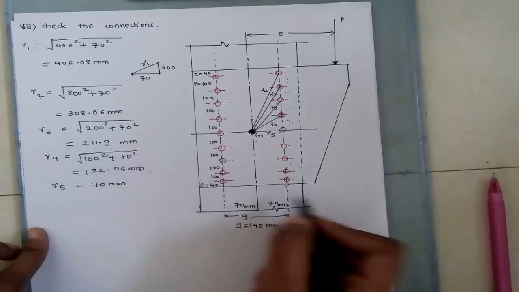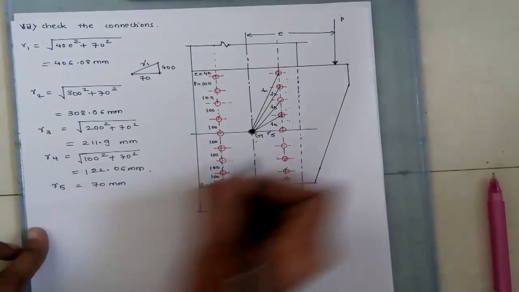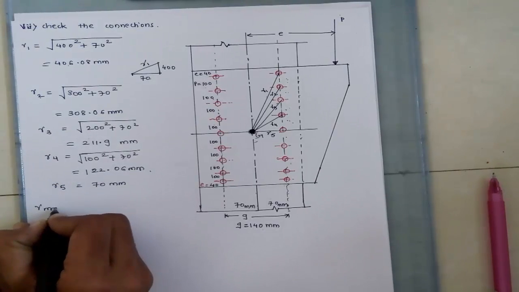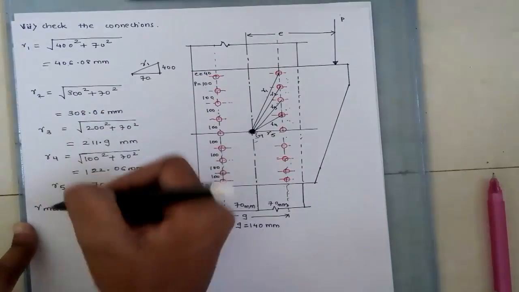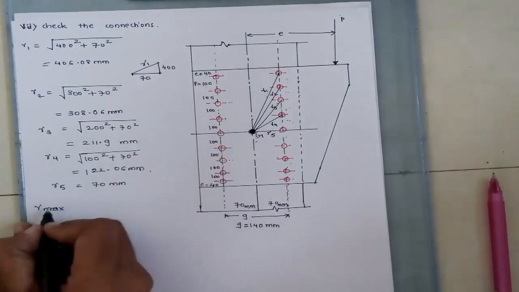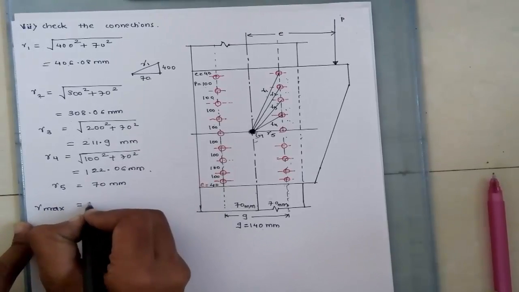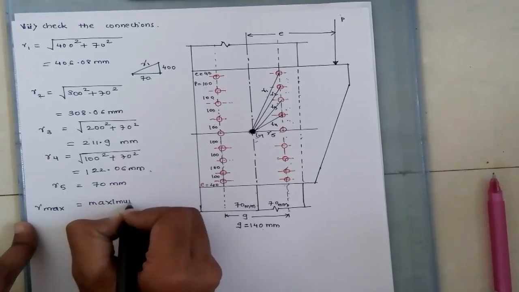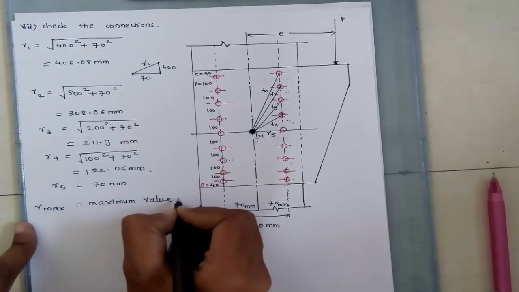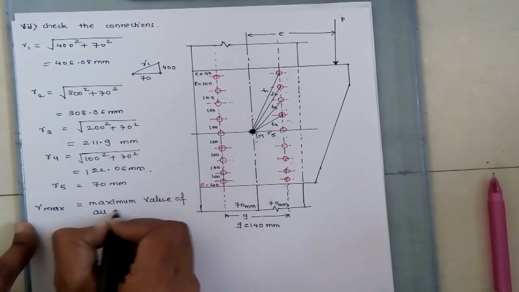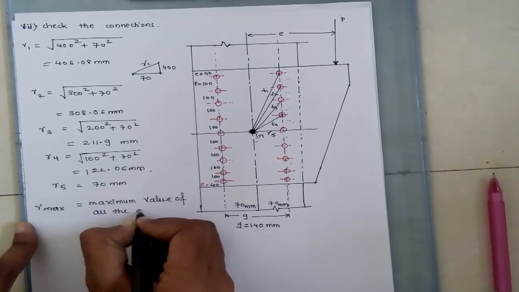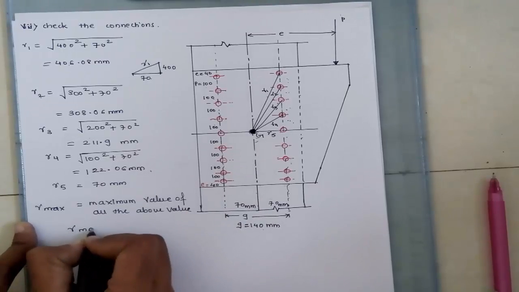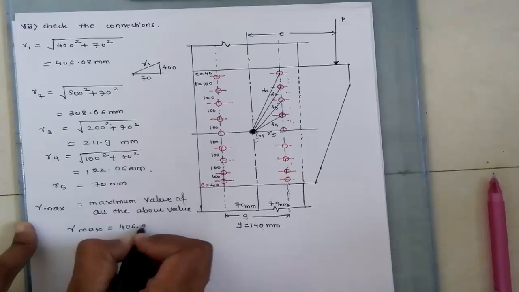due to the horizontal, the half of gauge is 70, so this distance is 70. Okay, from this R5, R1, R2, R3, R4, R5, the R maximum equals to the maximum value of all of the above values. Okay, the R max equals to 406.08.